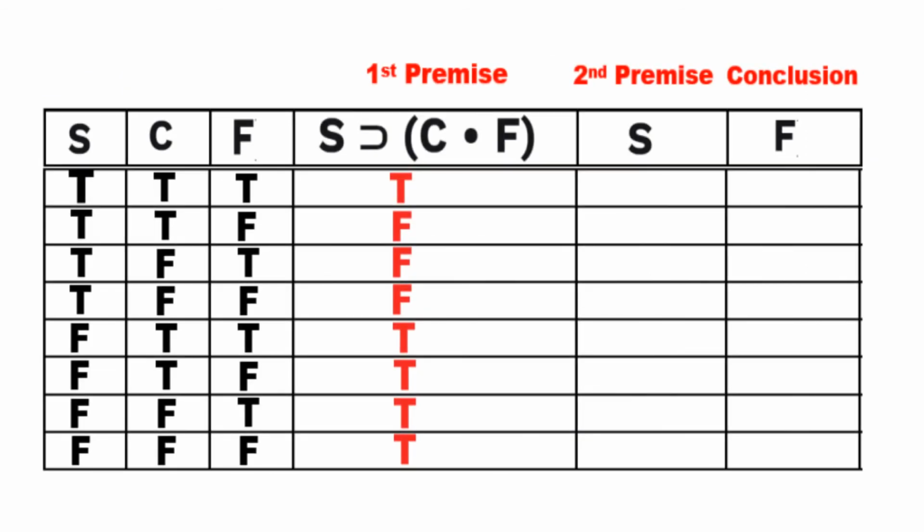For the truth values of the second premise, which is S, we just need to copy the truth values of S in the first column. This is obviously because the second premise is a simple proposition. So, the truth table will now look like this.